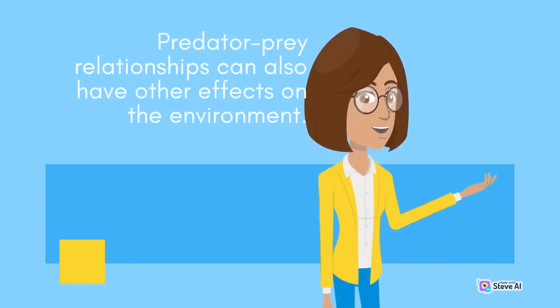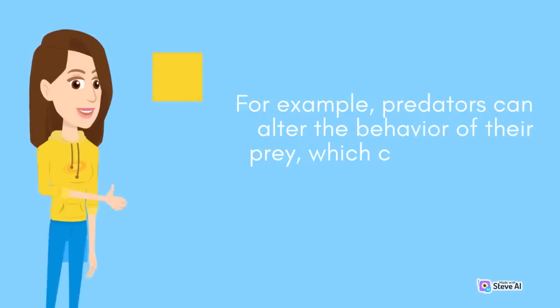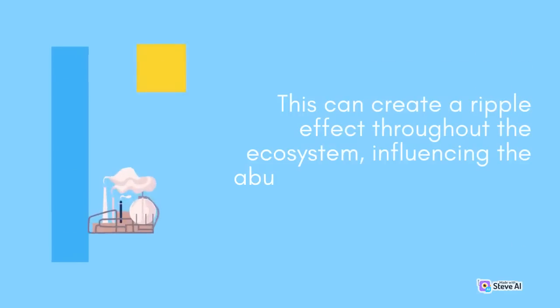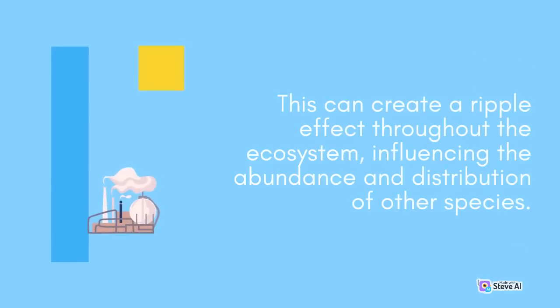Predator-prey relationships can also have other effects on the environment. For example, predators can alter the behavior of their prey, which can affect the behavior of other organisms in the ecosystem. This can create a ripple effect throughout the ecosystem, influencing the abundance and distribution of other species.